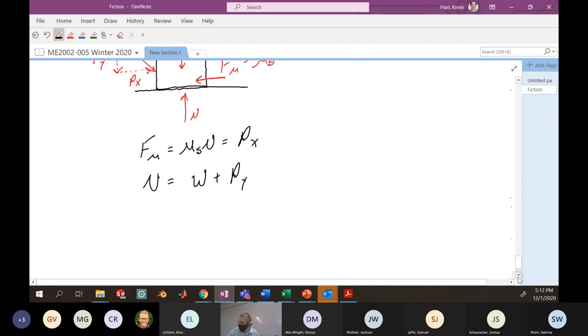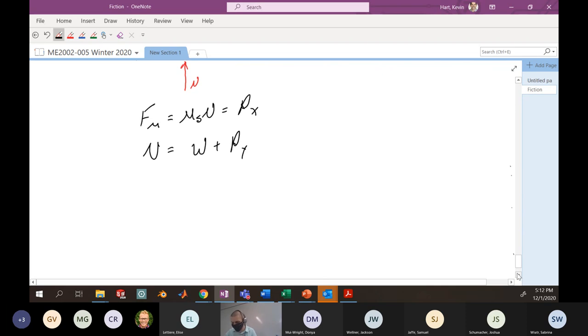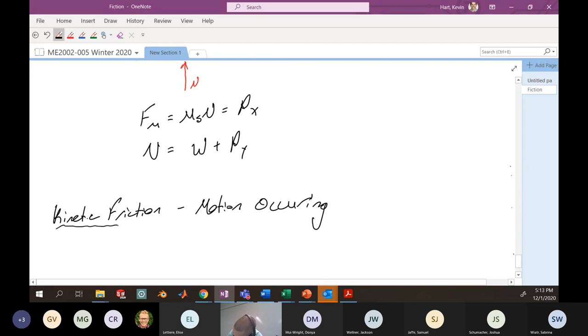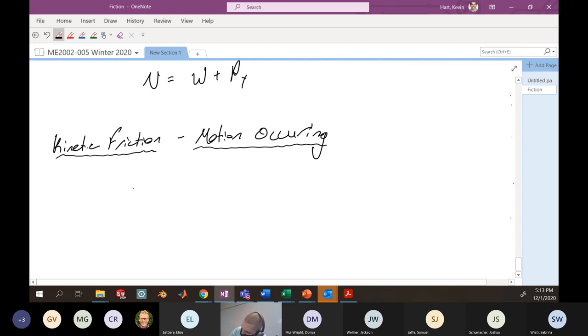The last piece that we'll talk about, the last example we'll give, is finally when we have some friction of motion, all right? So we'll say kinetic friction. And we'll say here now, motion occurring. Our box.